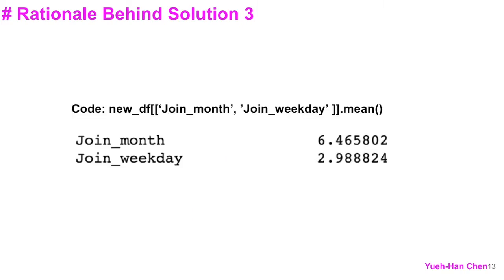The rationale behind solution 3 is that I simply used the .min function to see which month and which day of the week an average customer first became a customer. Then we can use this information to build a marketing campaign on that day or in that month to attract new customers. And it might help boost more first-time customers because it is close to what a customer normally does.